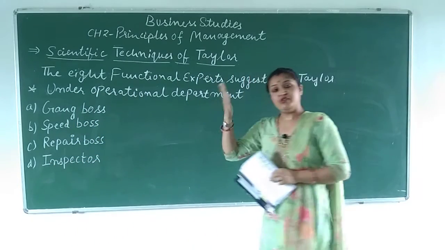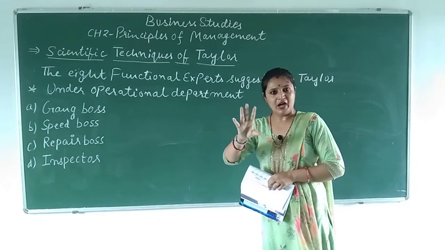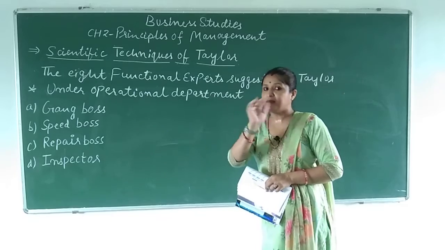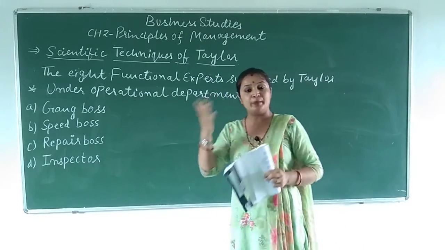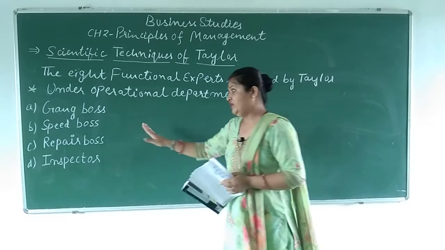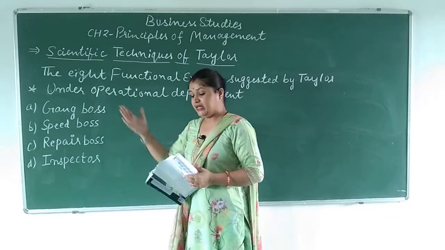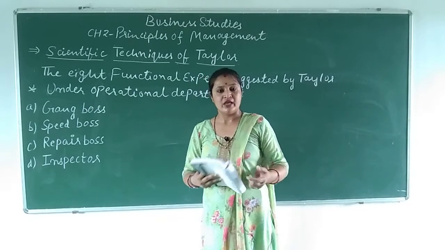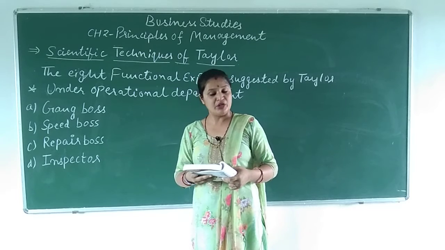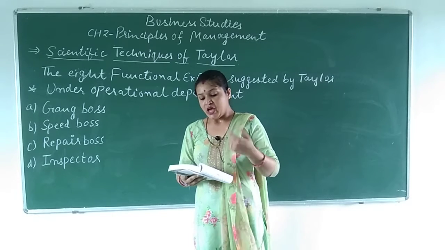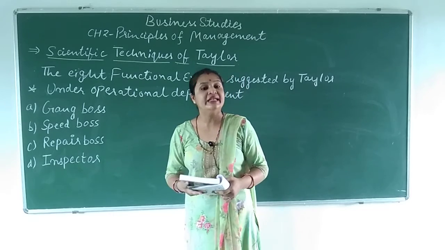So first we discussed 4 experts related to the planning department. Now these experts are related to the operational department. Operational means production department. They will take care of the production department. Now the first one is gang boss. What is a gang boss? He arranges all the machines, tools and other resources required for performance of the job so that there is no delay.